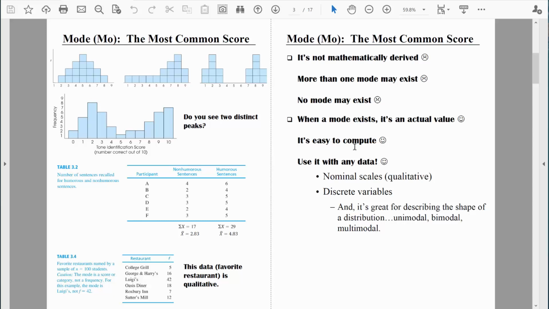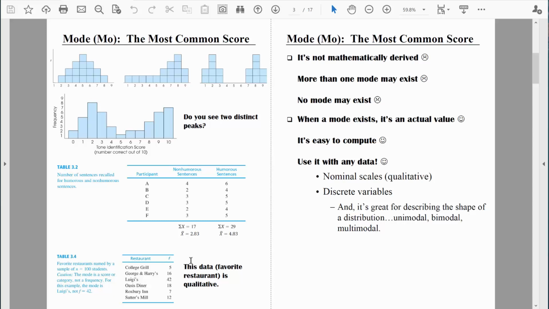And here's something really important. We can compute the mode with any type of data at all, even the most simplistic type of data that you could think of. In fact, data that we measure on nominal scales. Remember, nominal scales represent just names of categories? Here we're talking about data that is categorical or qualitative. We already saw one of these examples. We had an example right here.